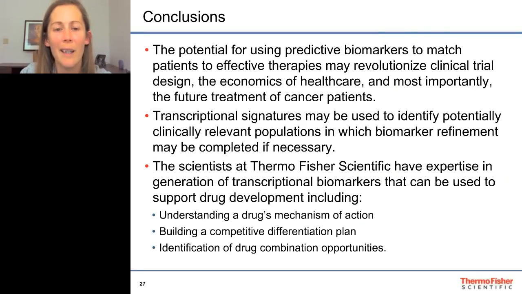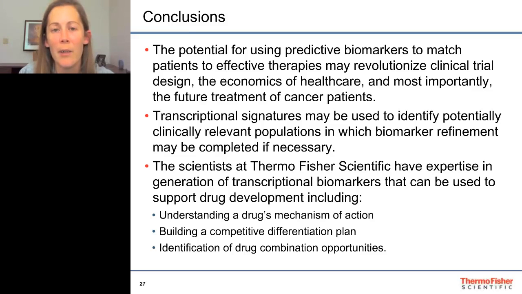And so with that, I'd like to conclude by saying that we here at Thermo Fisher Scientific do believe in the potential for the use of predictive biomarkers to match patients to targeted therapies. This use of predictive biomarkers has the potential to revolutionize clinical trial design, the economics of healthcare, and most importantly, the future treatment of cancer patients.